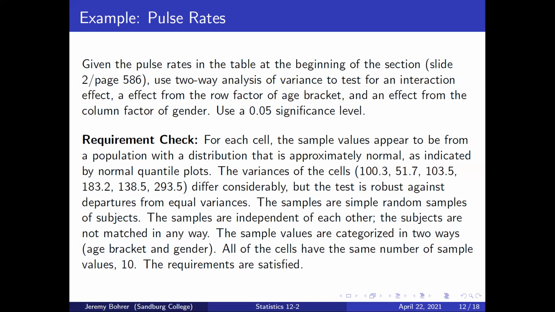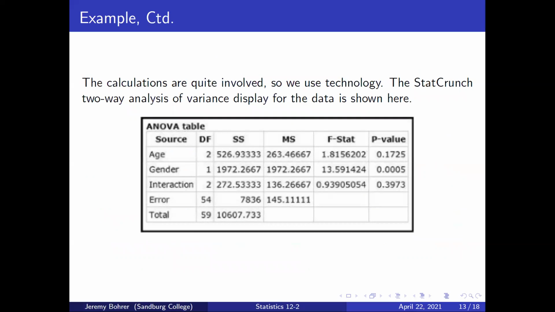The samples are independent of each other. The subjects are not matched in any way. The sample values are categorized in two ways, age bracket and gender. All of the cells have the same number of sample values, 10. The requirements are satisfied. The calculations are quite involved, so we use technology. The StatCrunch two-way analysis of variance display for the data is shown here.